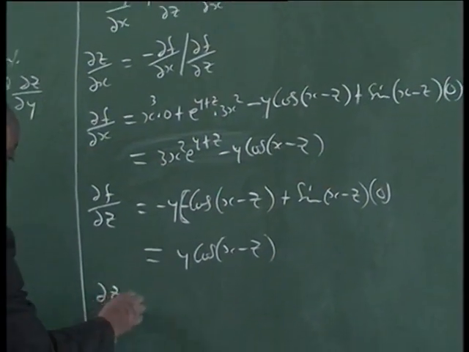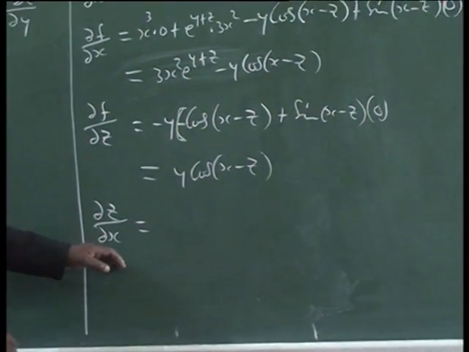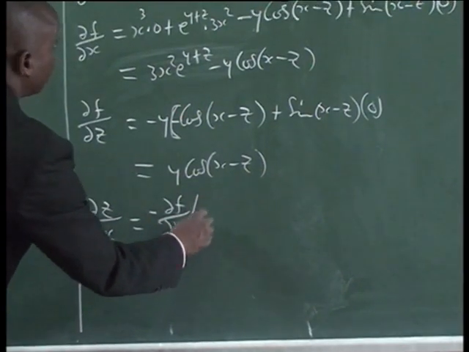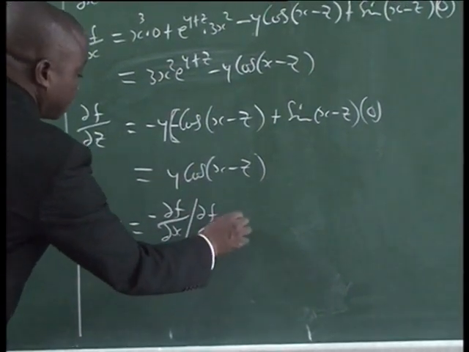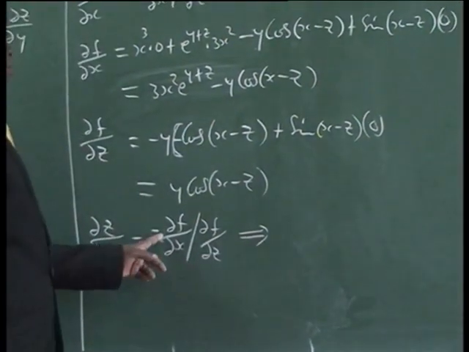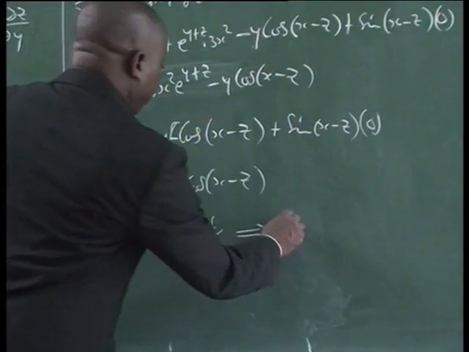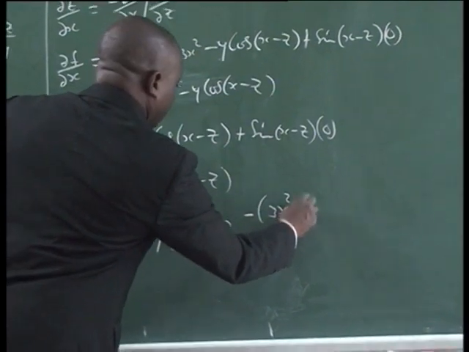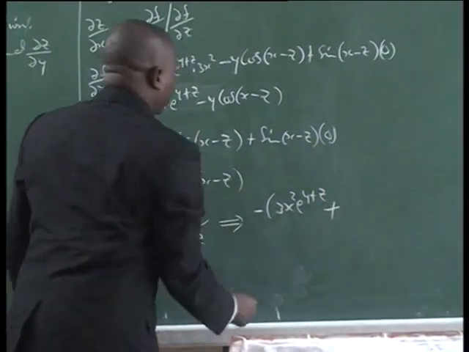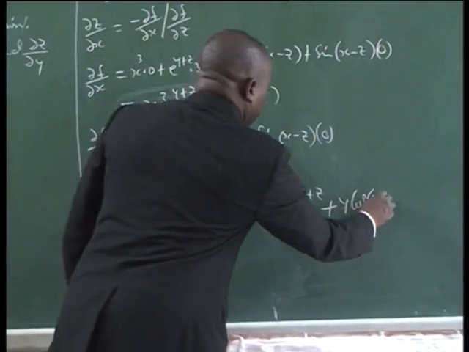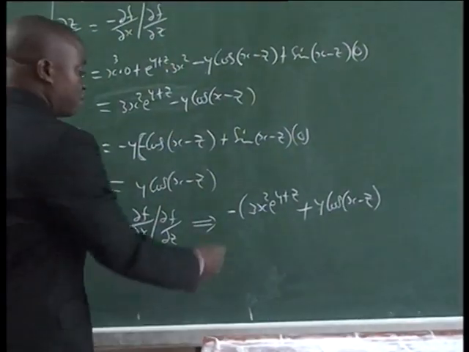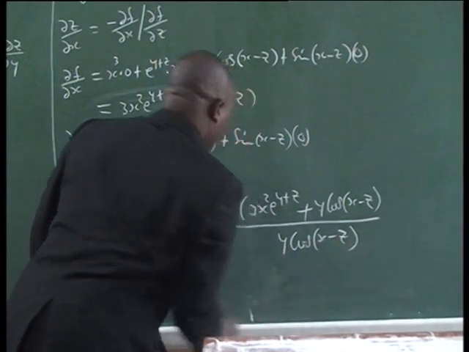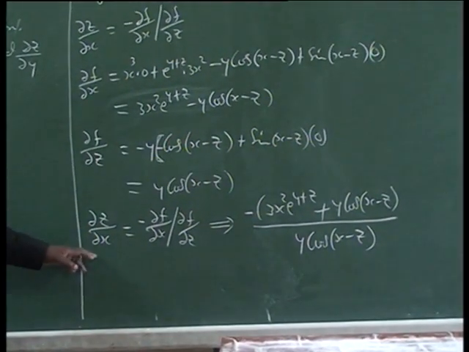So that partial z/partial x that we need becomes minus partial f/partial x over partial f/partial z, and that implies minus of this. That gives us minus 3x squared exponential y plus z plus y cos(x minus z), over the downside, which is y cos(x minus z). So this is partial z/partial x.